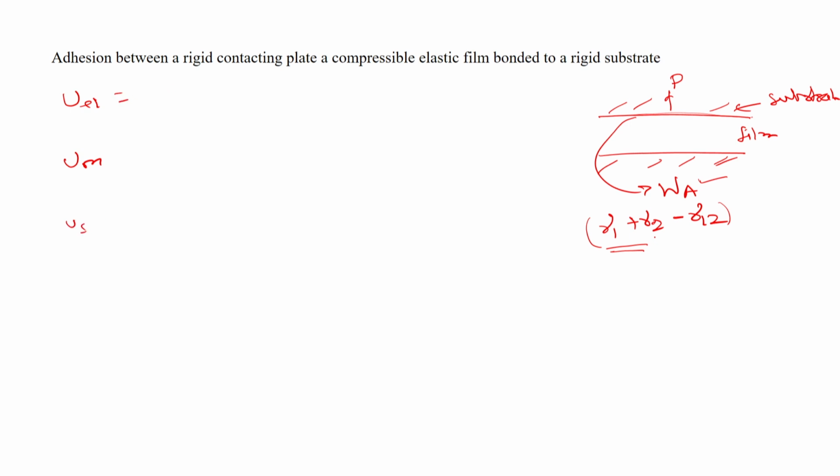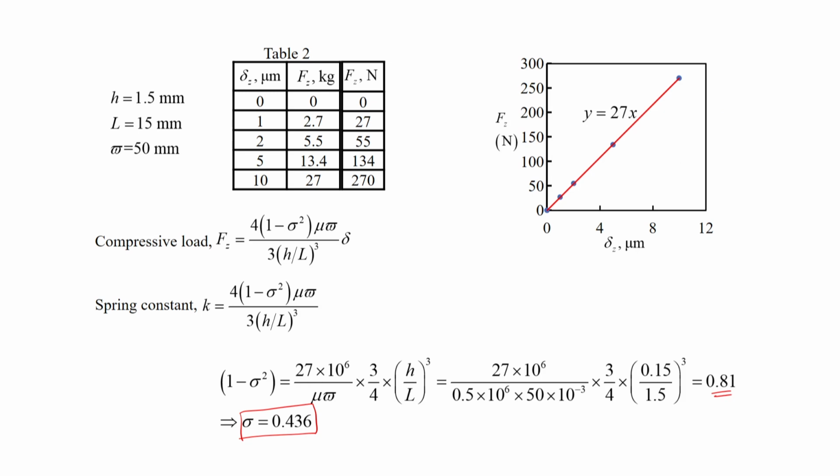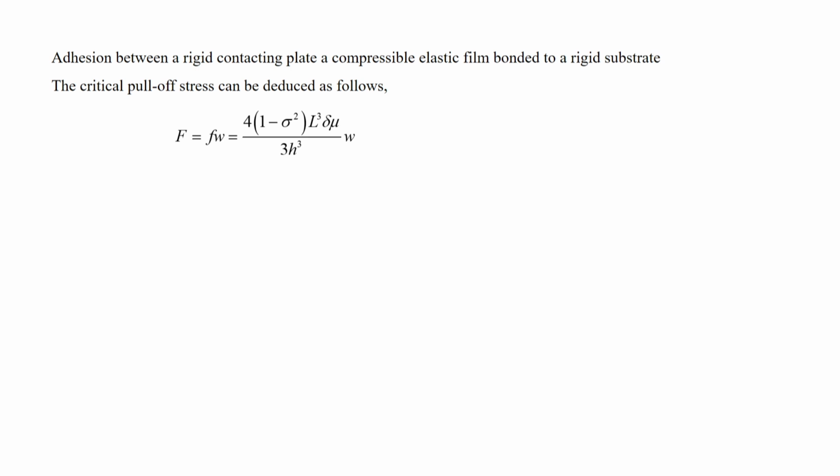So elastic energy will be equal to what? We have already derived the expression, that is this expression. So this expression F is equal to 4 into 1 minus sigma square and so on, and now we integrate it. So that is F d delta from 0 to delta. Here delta is the pull-off distance, remember that. Now that we are pulling it, delta is actually the pull-off distance. Let me write it for you. This is the pull-off distance.